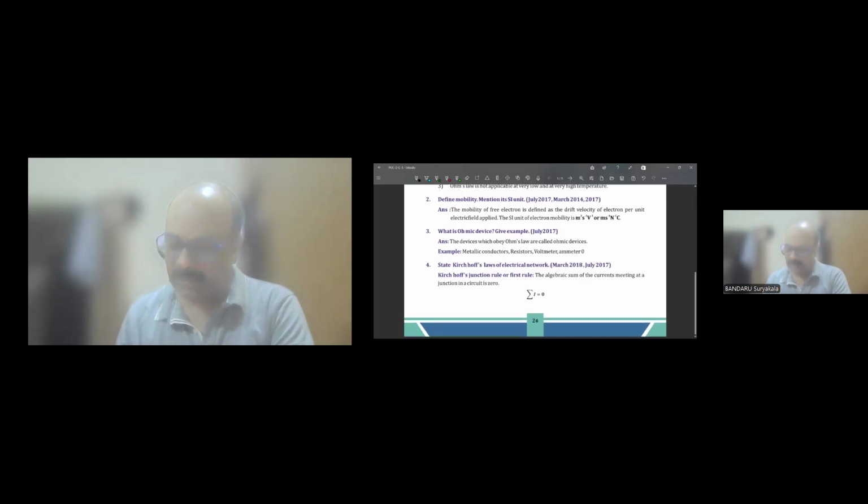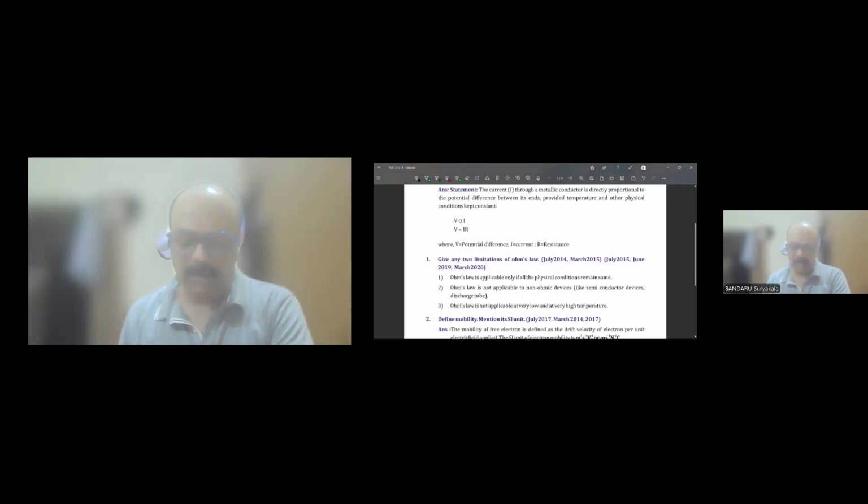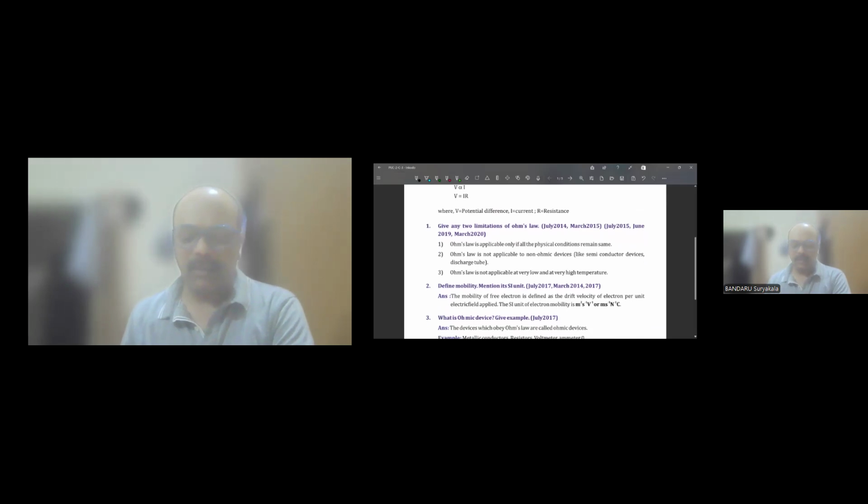The next one: give any two limitations of Ohm's law. I gave three limitations here, because sometimes they will ask for 3 marks also, so any three limitations you can write. Ohm's law is applicable only if all physical quantities remain the same, it is not applicable for non-ohmic conductors like semiconductor devices, and it is not applicable at very low and very high temperatures. If you write these 3 points, they will give the maximum marks.